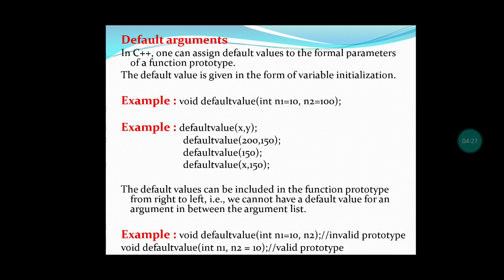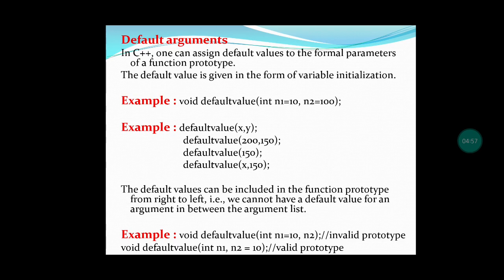Several examples have been given, that is default value of x comma y, default value of 200 comma 150, default value of 150, and default value of x comma 150. The default value should be included in the function prototype from right to left order. The default value for an argument should not be given in between the argument list. Next, the last example, void default value of int n1 equal to 10 comma n2.